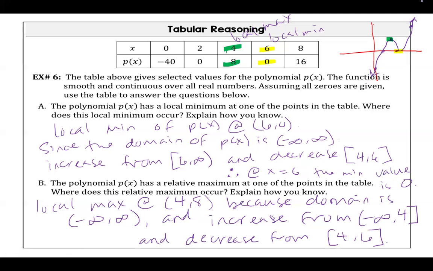Okay. All right. So that's our tabular reasoning. Again, what's the key thing that you should do when they give you a table? Draw a little graph, sketch it out. Do not feel like you have to do everything just from the table. I mean, I could, but why would I want to stress that hard?